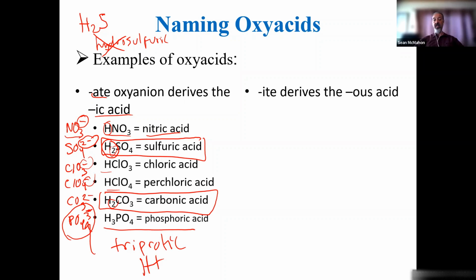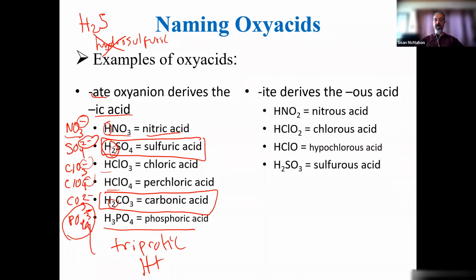Can we do this where the ite derives the ous acid? Yes. Nitrous acid is derived from what? Nitrate? How do I know that this is nitrate? The 4, the 5 big ates. So this is 1 less oxygen. So nitrous acid is derived from nitrite, and it's HNO2.